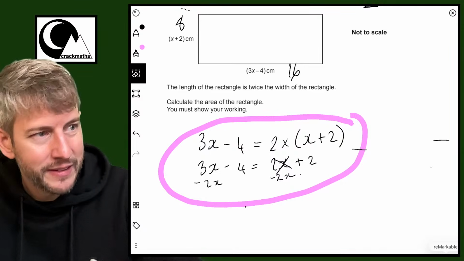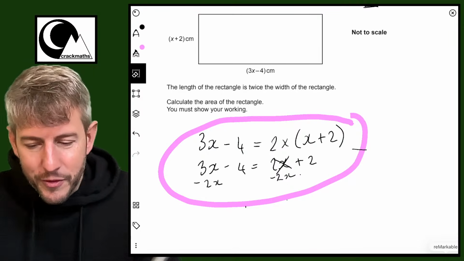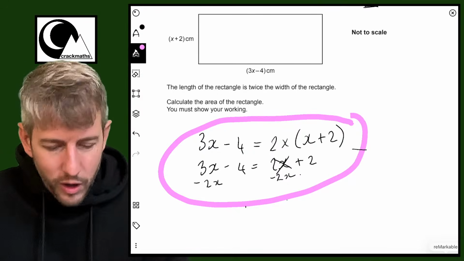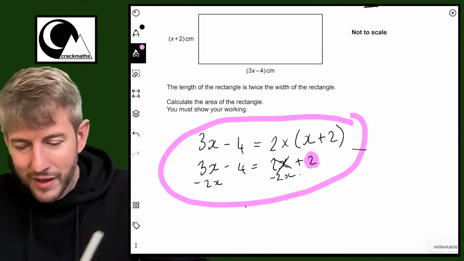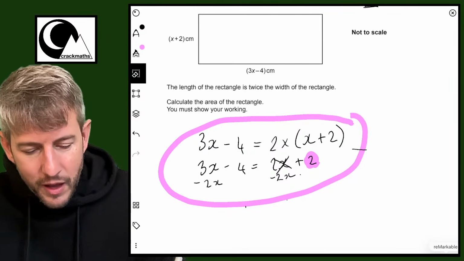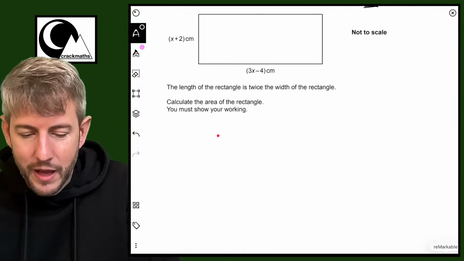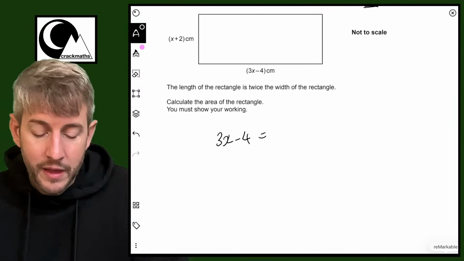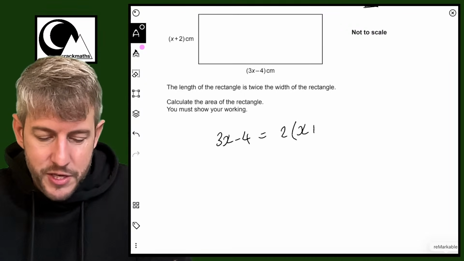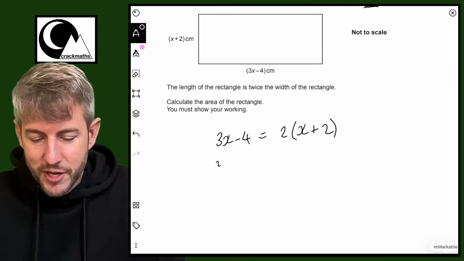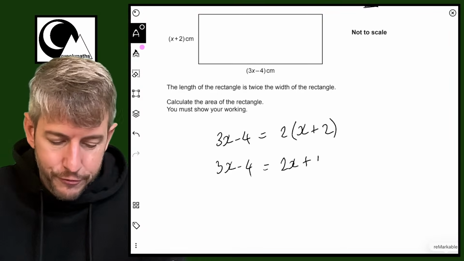I'll get rid of this here. Okay. Have a look. Okay, the place I made my mistake was here. When I multiplied my bracket out, I did 2x plus 2 because I forgot to do the second term. So I should have had 3x minus 4 equals 2 lots of x plus 2. Now 2 lots of x plus 2, when I expand that out, that should give me 2x plus 4.